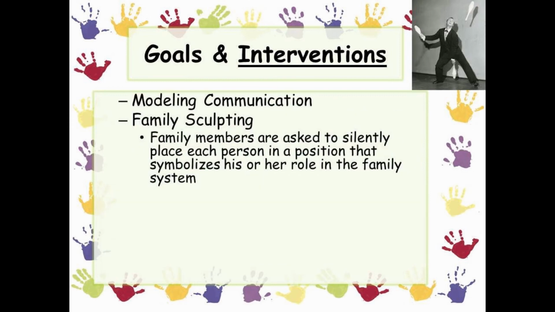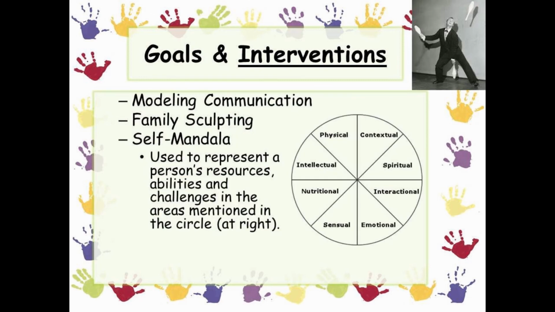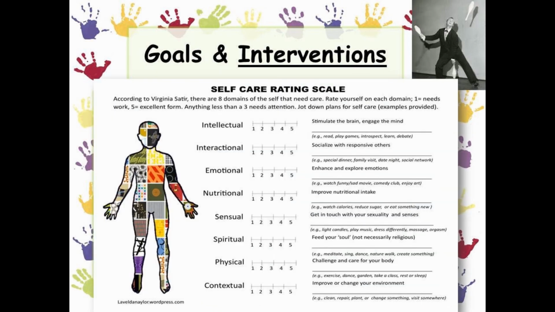Now, the next intervention is family sculpting, which all of us should be familiar with from our recent class exercise in which students sculpted their family dynamics. The third intervention is the self-mandala, which assesses clients' resources, abilities, and challenges in the 8 areas mentioned in the circle. Here's a worksheet to use with family members to help them assess their abilities in each of these domains.